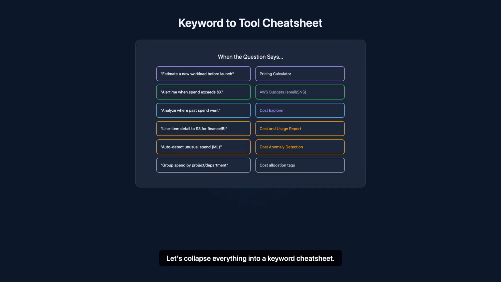Let's collapse everything into a keyword cheat sheet. Estimate a new workload before launch: Pricing calculator. Alert me when spend exceeds a number: Amazon Web Services budgets, by email or SNS. Analyze where past spend went: Cost Explorer. Line item detail delivered to S3 for finance or BI: the cost and usage report. Auto-detect unusual spend using machine learning: cost anomaly detection. And group spend by project or department: cost allocation tags. Match the phrase in the question to the row, and the answer falls right out.